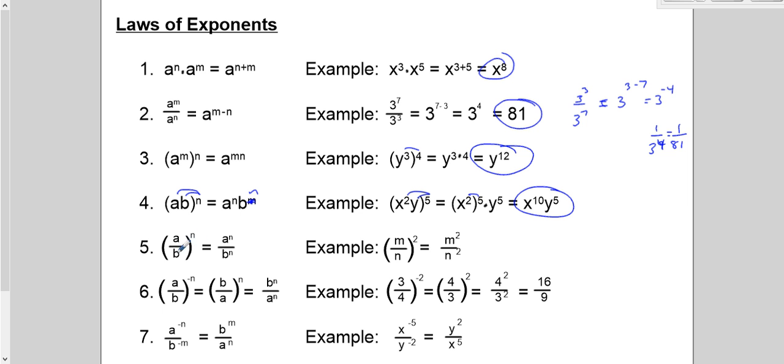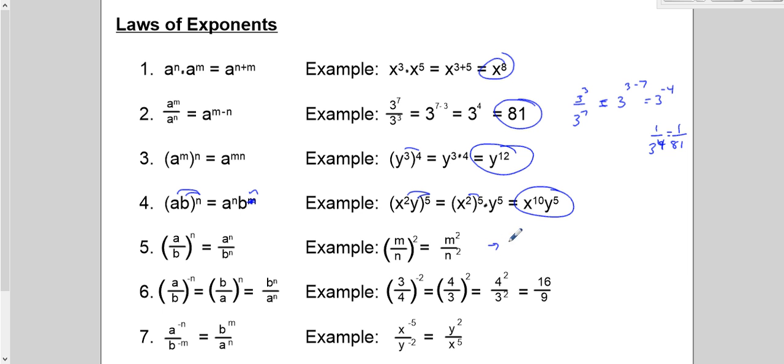If I am dividing, same kind of thing. When I'm multiplying up here, that n is going to go and affect both of these, a to the n and b to the n. So I get a to the n over b to the n. So an example, if I have m over n quantity squared, I'm going to end up with m squared and n squared.